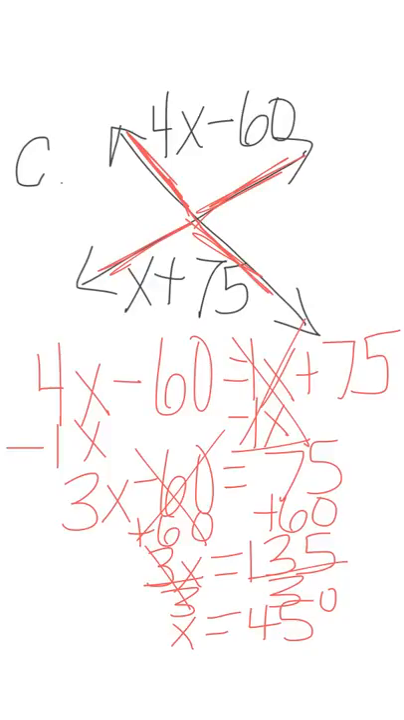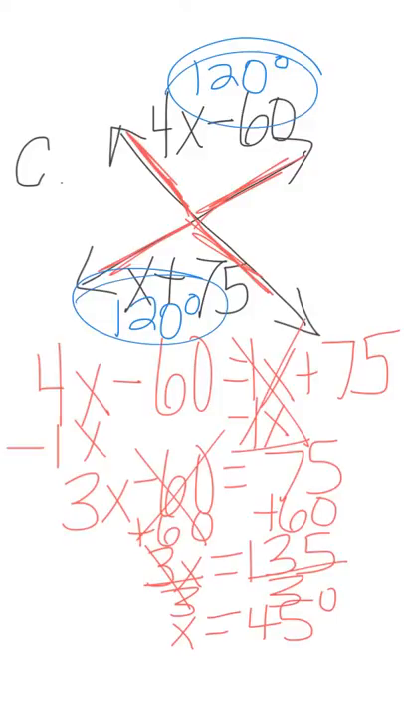Now that we know the angle measure for x, we need to plug it back into 4x minus 60. So 4 times 45 is 180. Then 180 minus 60 is 120. That means this angle measure is 120 degrees. Then plug the x in for x plus 75. So 45 plus 75 is 120 degrees. Because they're vertical angles, they should equal, and 120 degrees does equal 120 degrees, so those measures were correct.